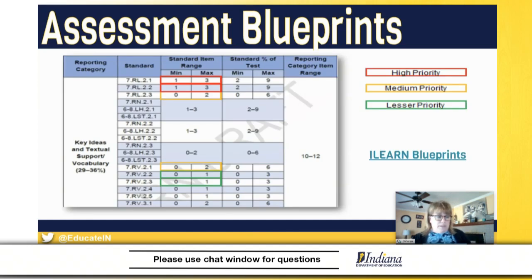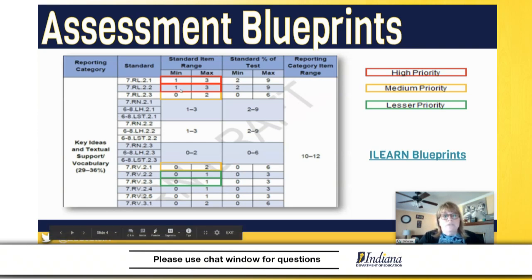So again, this is what an assessment blueprint looks like, and just very quickly to reiterate, in the standard item range, if you see a 1 in the minimum category and a 3 in the maximum, those are considered, according to the Office of Assessment's guidance, what we call high priority standards, because the 1 refers to the fact that every student, every year, will encounter a question, at least one, on this standard, 7.RL.2.1, and they could have up to a maximum of 3 questions on that standard.